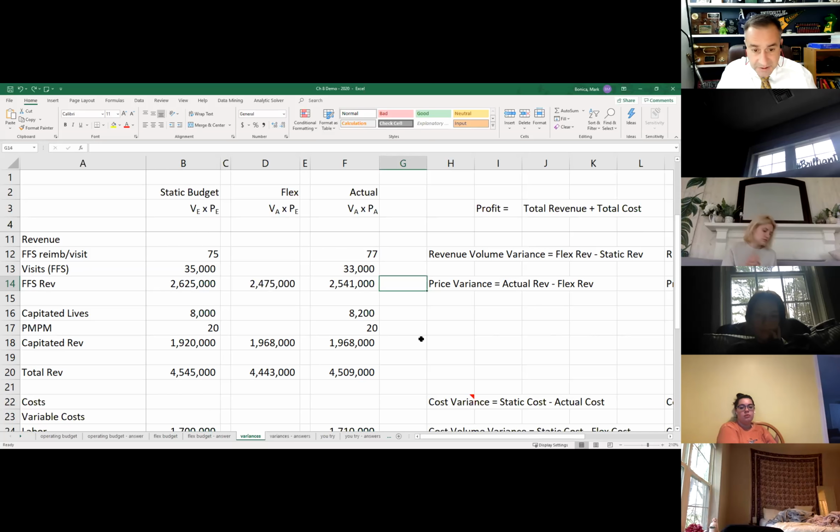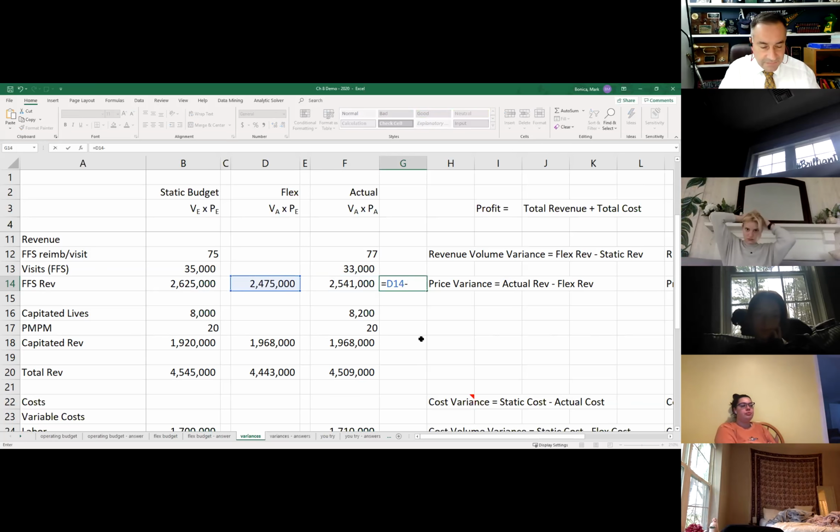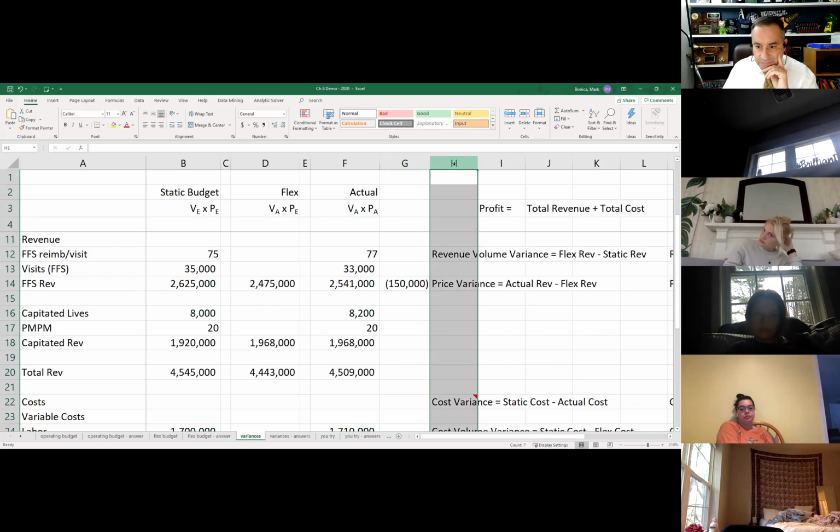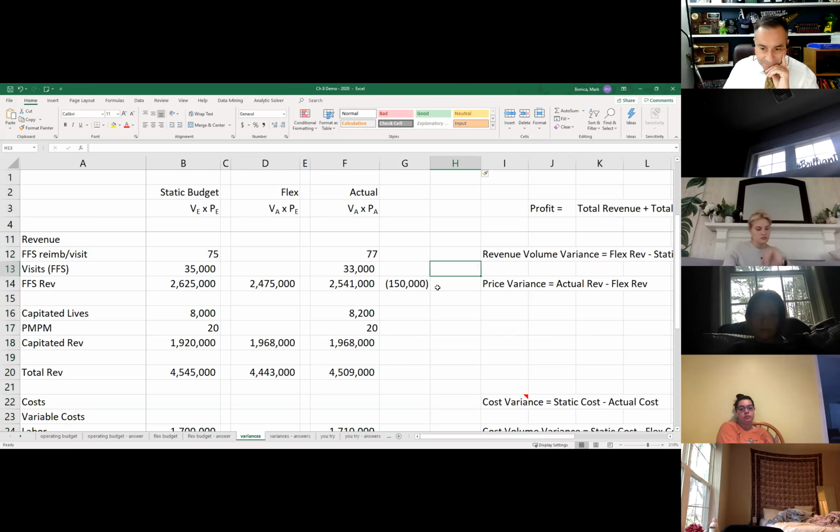And so we can do that by calculating the volume variance, which would be the flex fee-for-service revenue minus the static fee-for-service revenue. And so we can see that there was a $150,000 difference between the expected fee-for-service and the actual fee-for-service that resulted from the change in volume, holding the price constant.